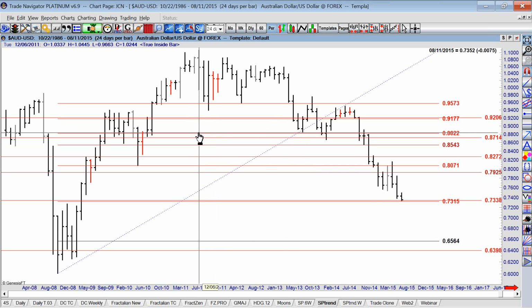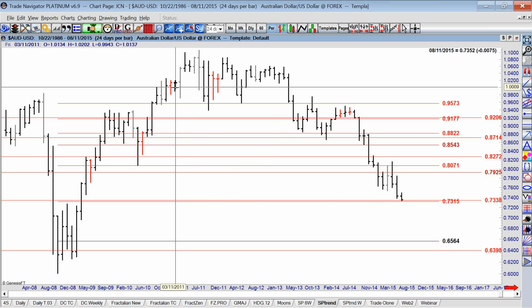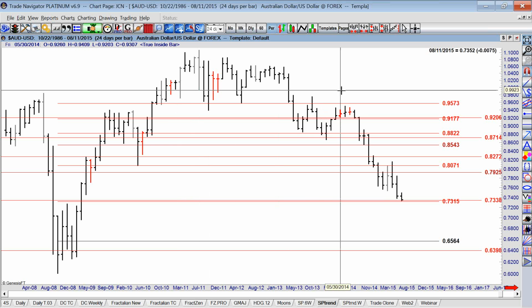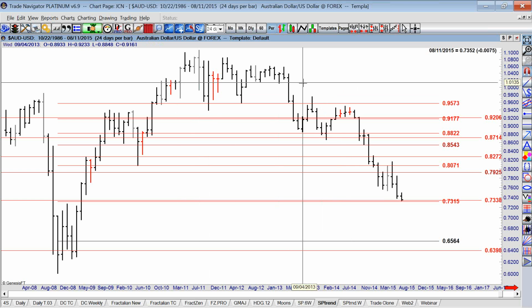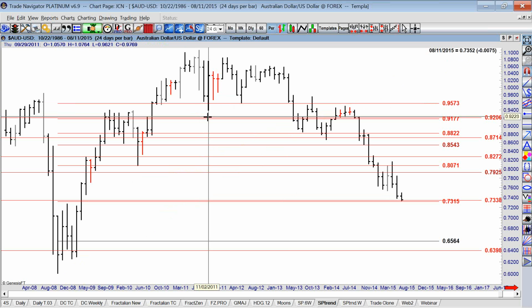Here's the Aussie dollar. This was the crazy high in 2011. I've got to admit I was early with my hedging. I started hedging this thing in about March 2011. And I maintained those hedges all the way. They looked pretty boring for a while, but they're certainly paying off now. But you watch this thing as it came down. It came out of this high, and it bounced at the first retracement.